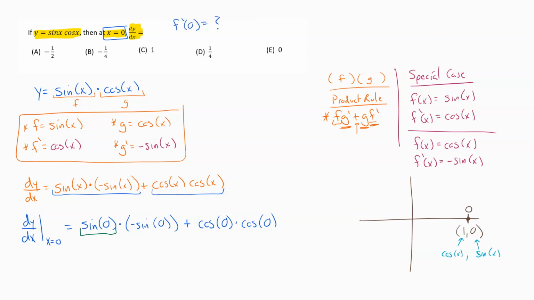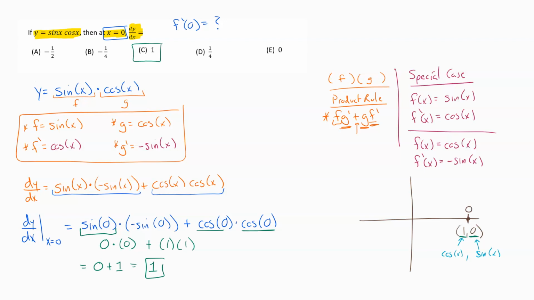So the sine of 0, that's the y value here, is 0, times negative sine of 0, which is again 0. Then plus the cosine of 0, which is 1, times another cosine of 0, which is also 1. So we end up with 0 plus 1, which equals 1. And so our final answer would be option C.